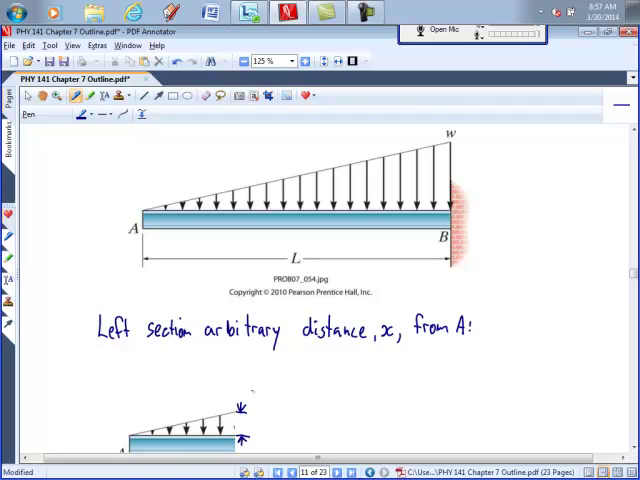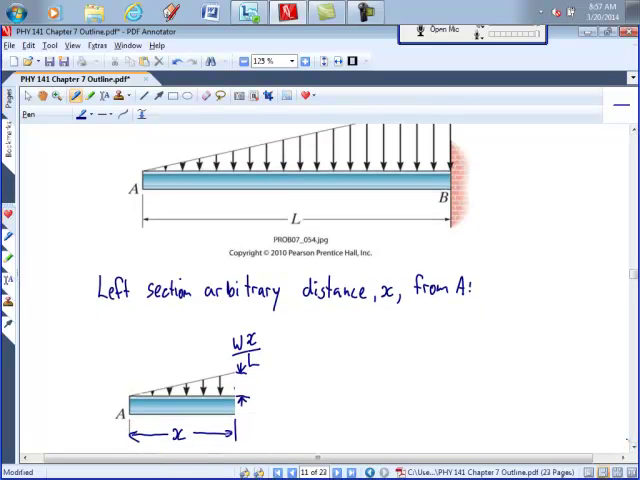It's a similar triangle. So if this is W and L, then this is going to be Wx over L. All right, so I've got this loading. What else do I need to put onto this free body diagram? Shear force and bending moment.